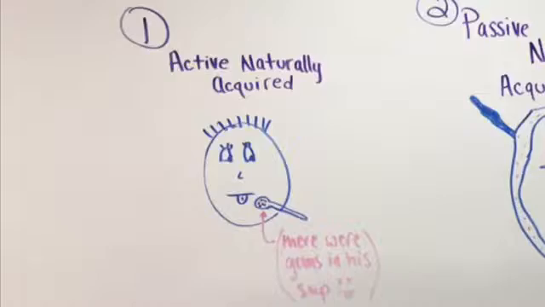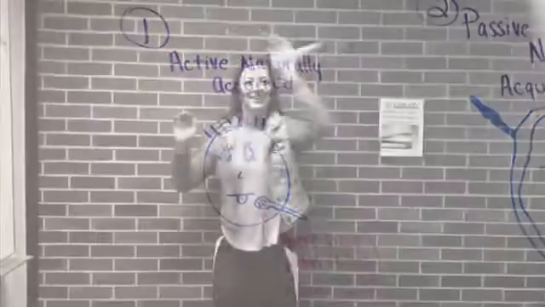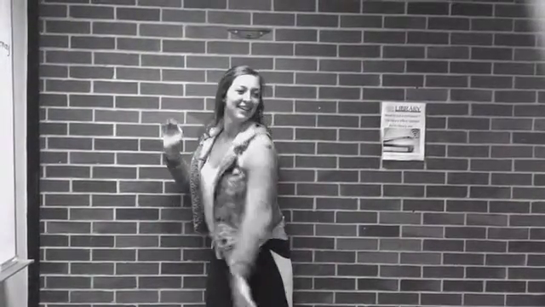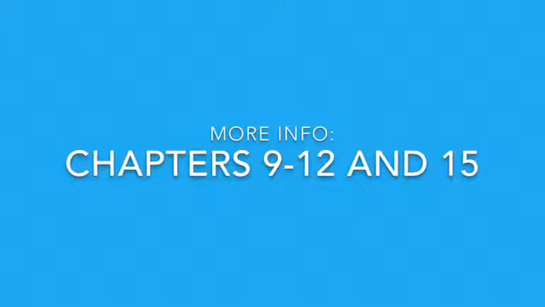You're right, it was active naturally acquired. Thanks to our body's immune system, Kate was able to protect herself from the germs transferred from Stephanie's high five. For more information, check out chapters 9 through 12 and 15 in your textbook.